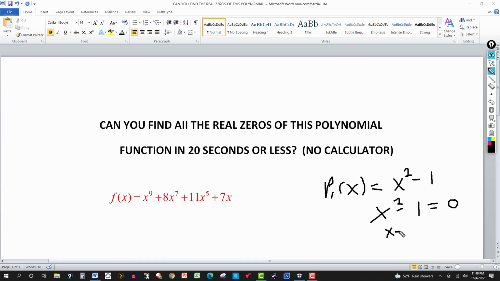I can factor that. The difference of squares, x minus 1, x plus 1. So I can see here that this product is going to be 0 when either x is equal to 1 or negative 1. Those are the two values that make that product 0, which of course makes this 0. So the zeros of this polynomial are 1 and negative 1.